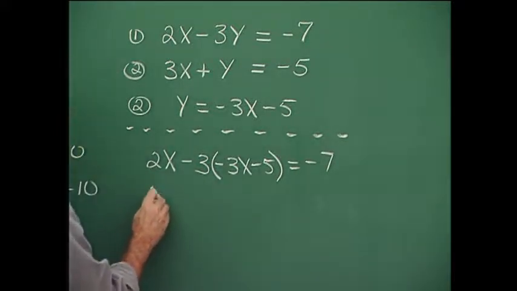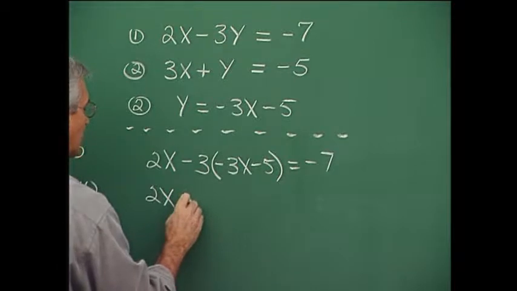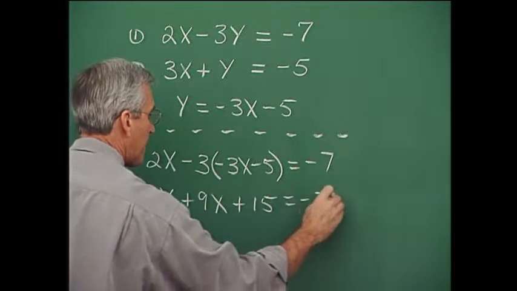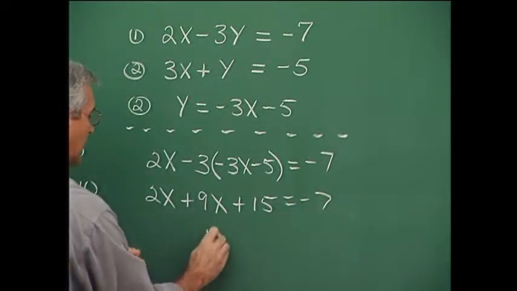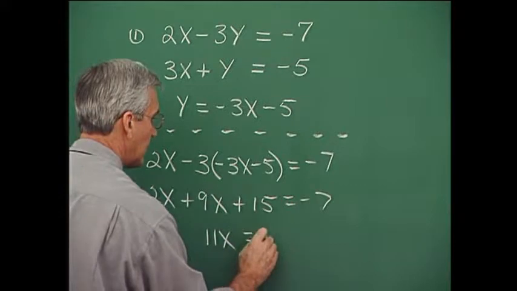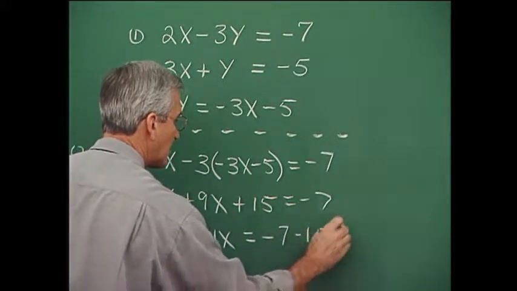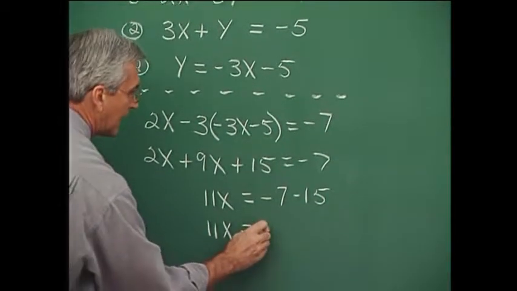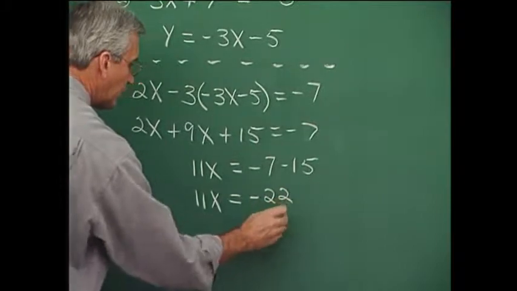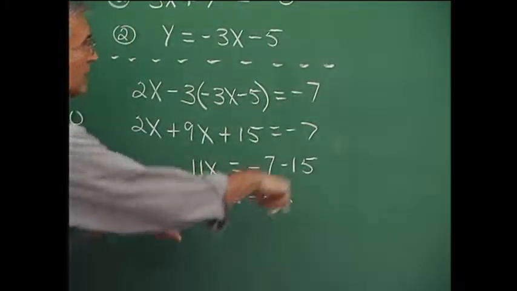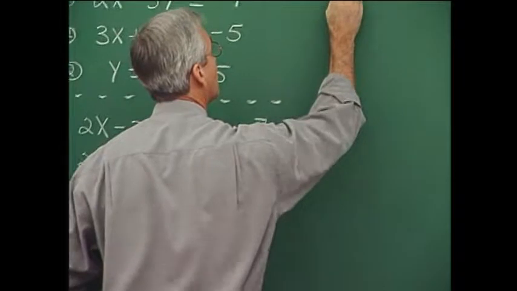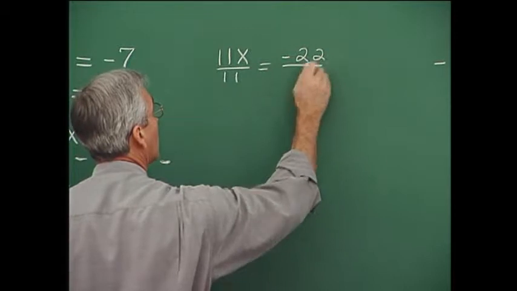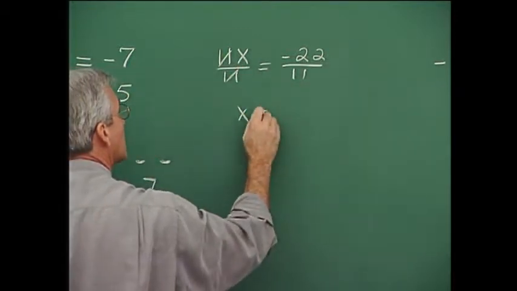Okay, here we go. We have 2x minus 3 times minus 3x is plus 9x, and minus 3 times minus 5 is plus 15. And the x terms come together as 11x, and the 15 goes to the other side, subtracting 15 over there. I get this. So 11x then is negative 22, and I'll divide on both sides by 11. We have 11x divided by 11 is negative 22 over 11. So x then is negative 2.